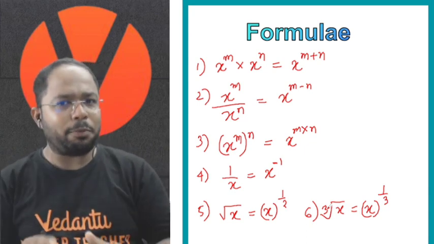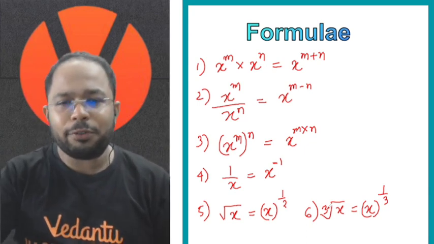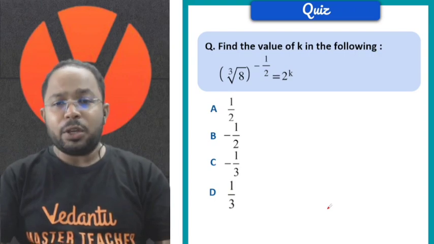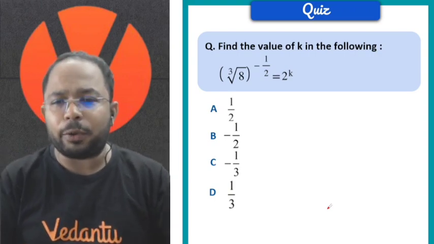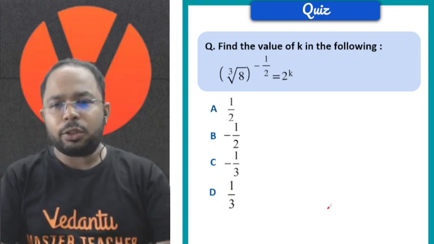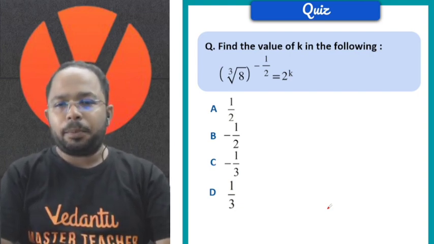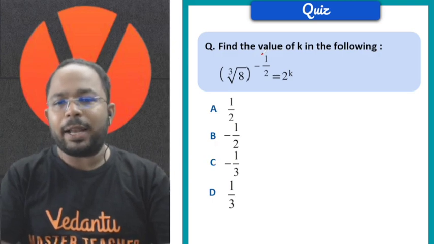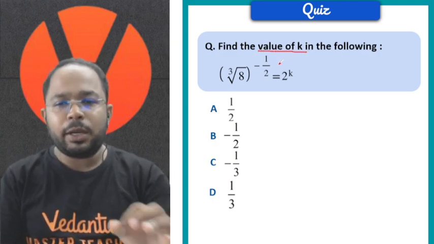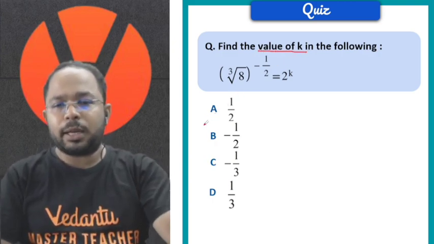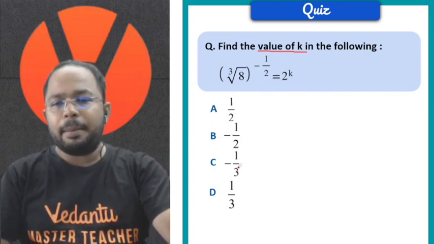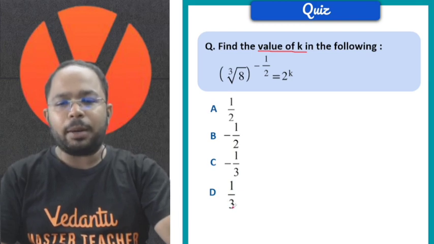Okay, so without much delay, let's move on to the first question of today's class. Find the value of k in the following: cube root of 8 to the power minus 1 by 2 is equal to 2 to the power k. So to find the value of k, का value कितना होगा? Your options are A 1 by 2, B minus 1 by 2, C minus 1 by 3 and D 1 by 3.